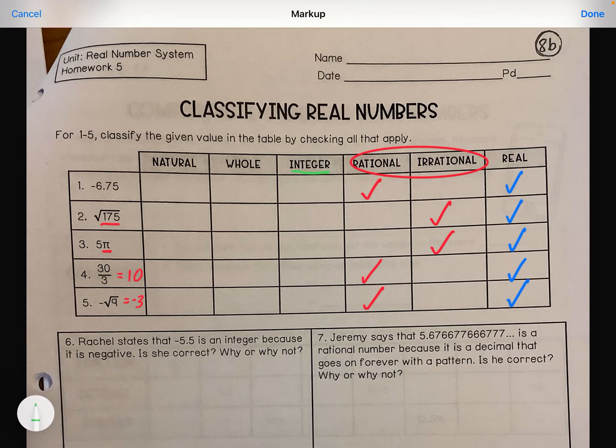For any box that we checked rational, we now want to decide if it's an integer. That means it's a positive or negative whole number. Number 1, negative 6.75 is a decimal. That is not an integer. The next one is number 4, that's 10. 10 is a whole number, so that's an integer, and negative 3 is an integer.